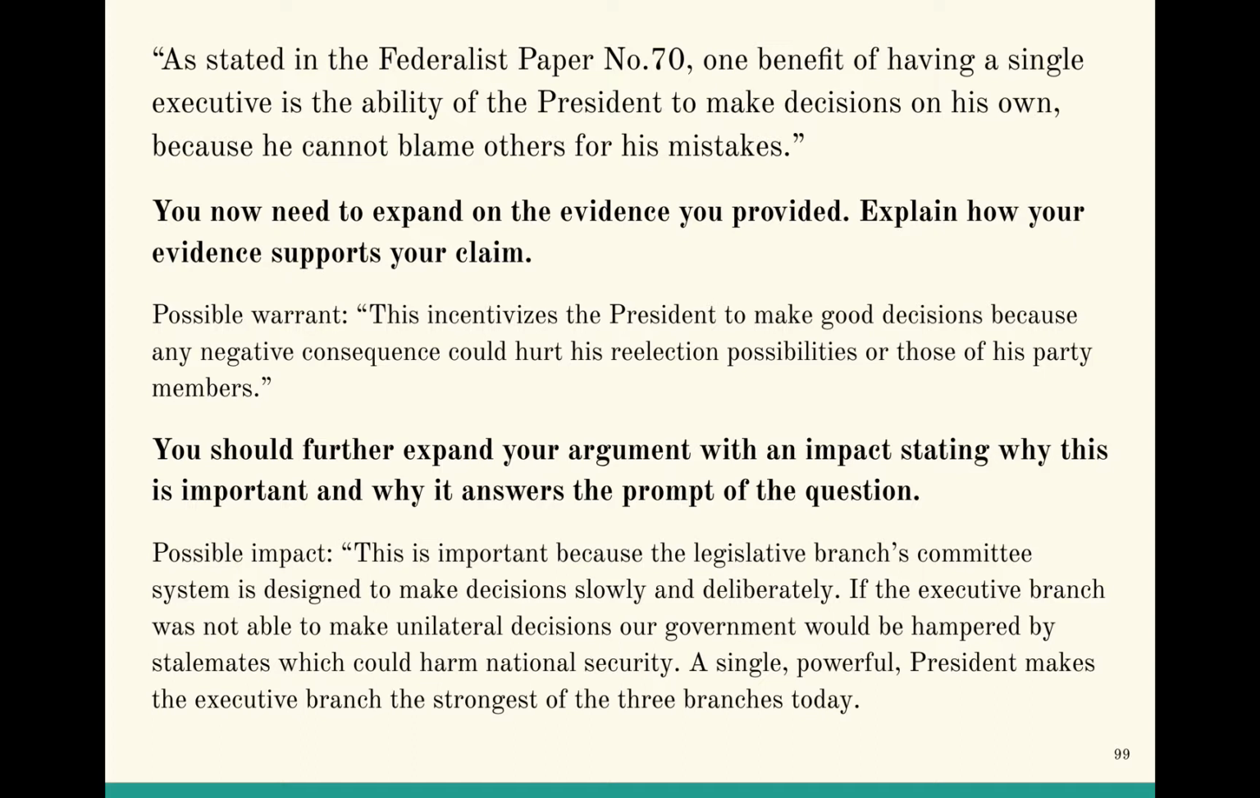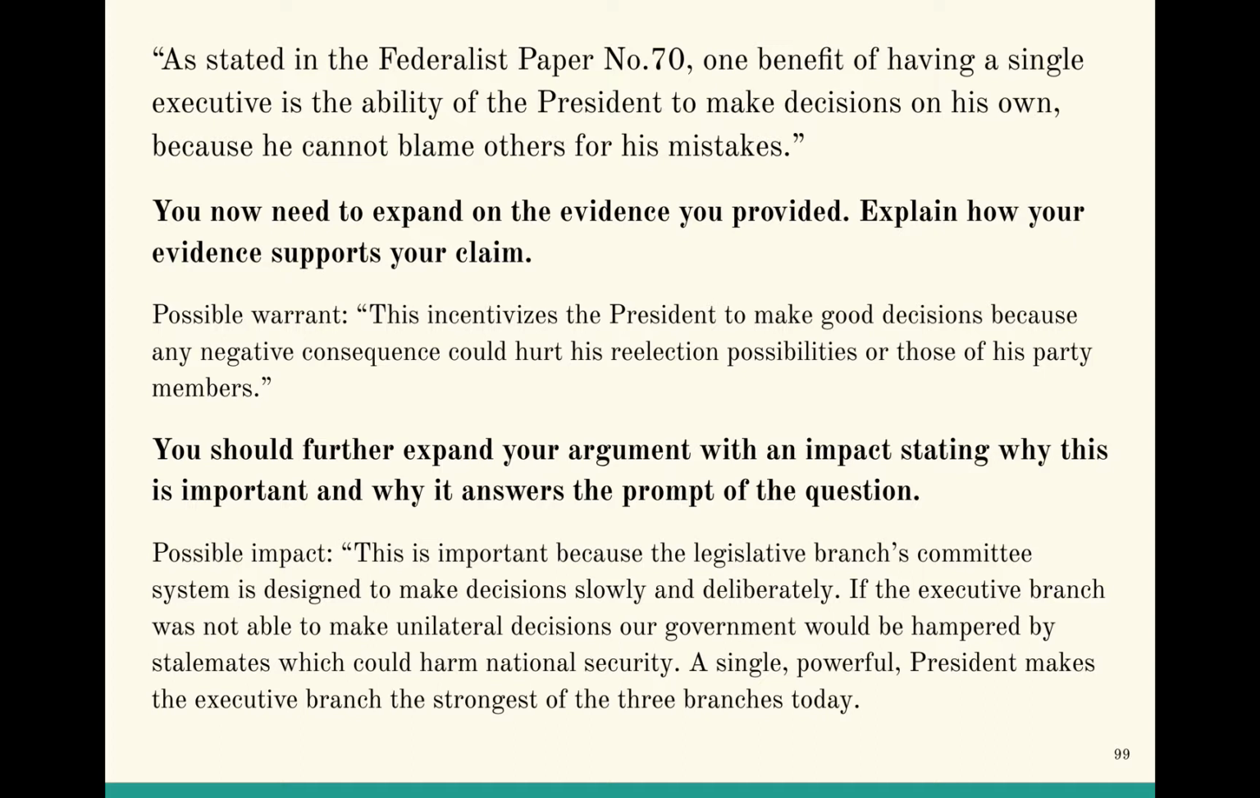So now we're going to need a warrant. That means you have to expand on the evidence we provided. We used Federalist number 70 as our evidence, and we kind of defined which part of Federalist 70 we're talking about. Now we need to relate this or explain further how we said he cannot blame others for his mistakes.